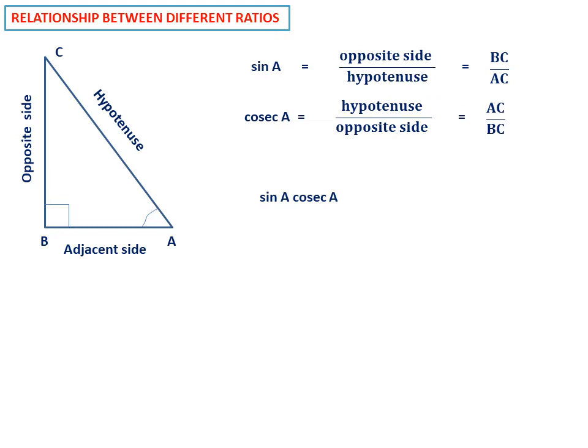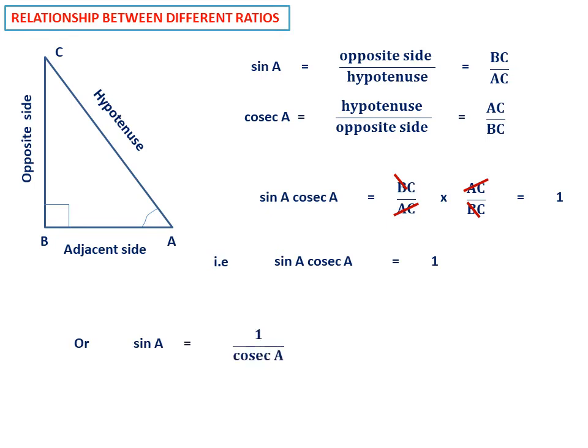Therefore, when you multiply sin A into cosecant A, what do we get? This will be equal to BC by AC, that is sin A, into AC by BC. Now you can cancel AC and AC and you can cancel BC and BC. Therefore, you get 1. So this is a very important result. Therefore, you can say sin A into cosec A is 1. Or you can also say sin A equal to 1 by cosec A or cosec A equal to 1 by sin A. This is the relationship between sin A and cosec A. This you have to remember.